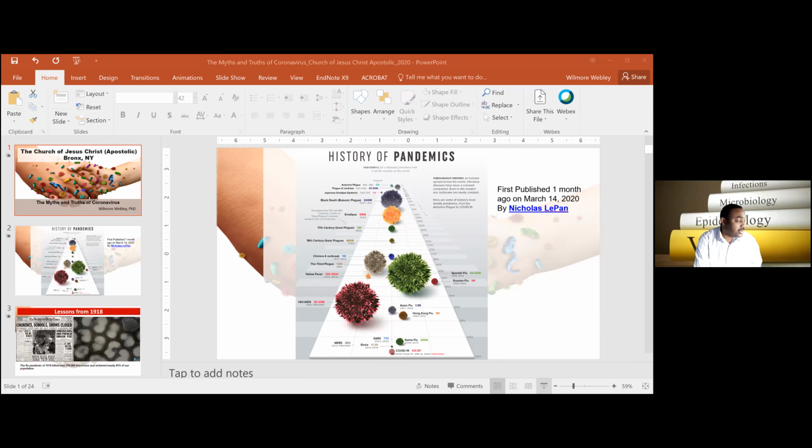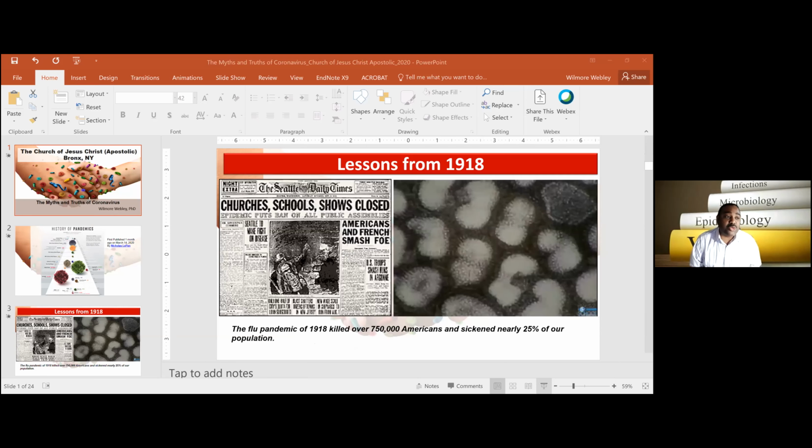So what I want to do a little bit is bring you back to 1918 just for context. And this is a newspaper article from the Seattle Daily Times. And as you can see there, like what we have today, churches, schools, movie theaters, they're all closed. Why? Because of this very serious pandemic. And to bring you even further, I'm going to play a little video for you so that you can get some of the essence of what was happening there, and then we can pivot.